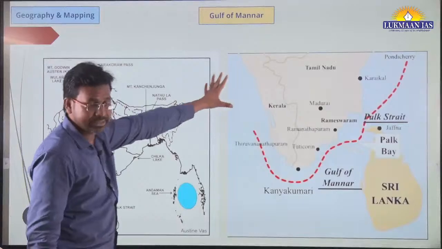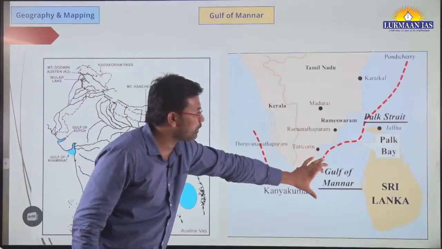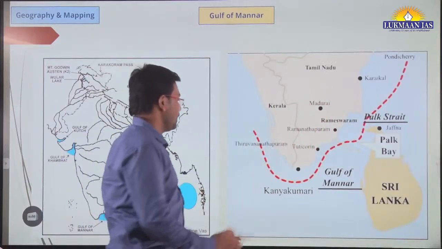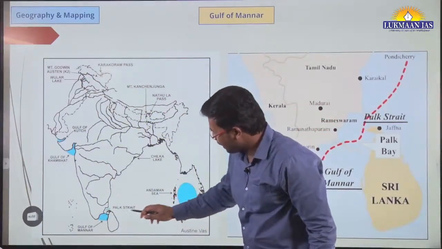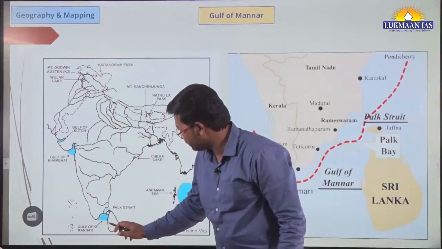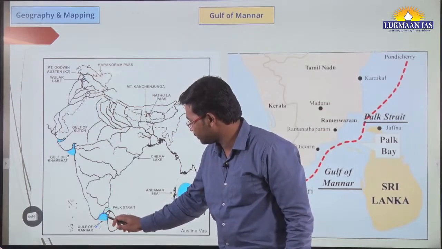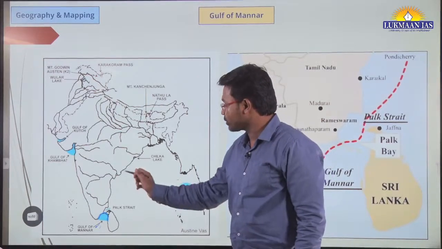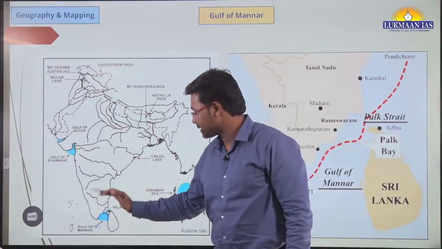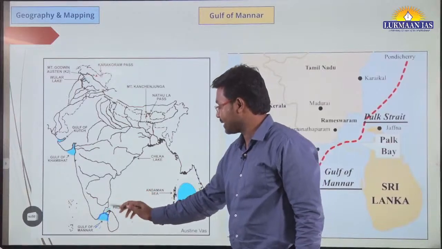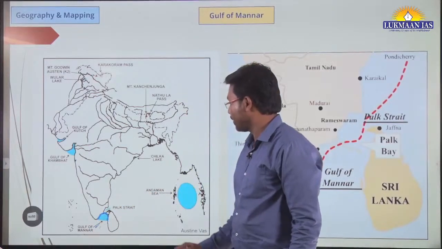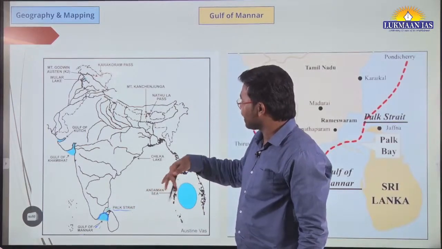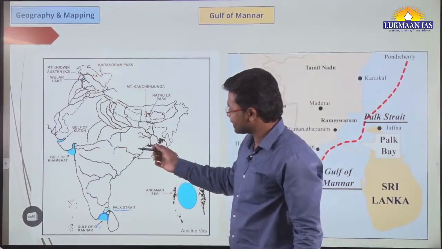So again, this is the same map that we have discussed: the Gulf of Mannar, Palk Strait. And over here, this is the Gulf of Mannar. It is almost landlocked on three sides, and on one side it is open. This is the Gulf of Mannar. This is Palk Strait, as we have discussed earlier. There are some other relevant locations as well.